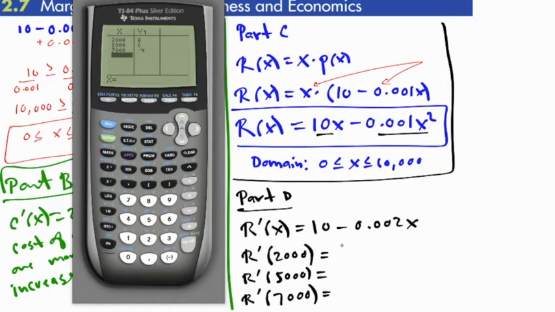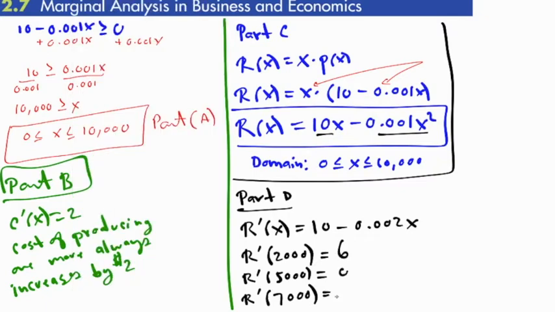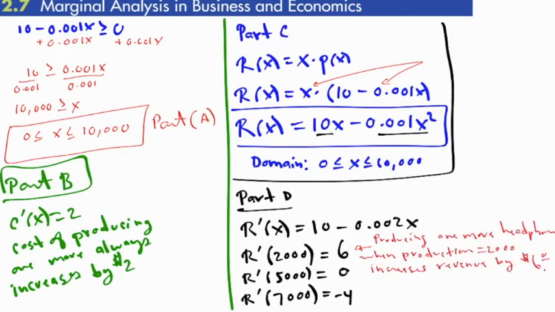And we get 6, 0, and -4. And the interpretation is producing one more headphone when production level is at 2,000 increases revenue by $6. And you would write similar statements for R prime of 5,000 and R prime of 7,000. When production levels are at 5,000, producing one more changes revenue by 0, so we get no benefit from it. And when production values are at 7,000, producing one more headphone decreases revenue by $4.